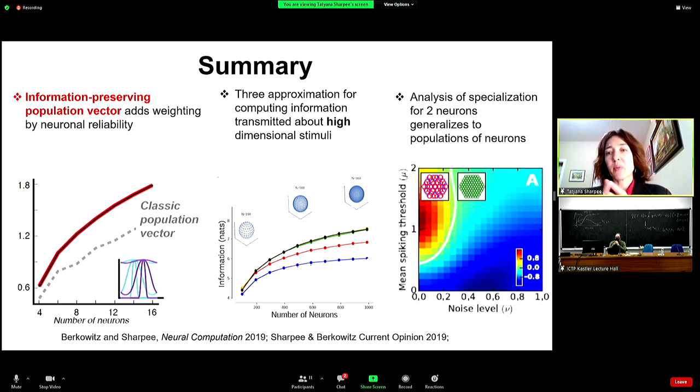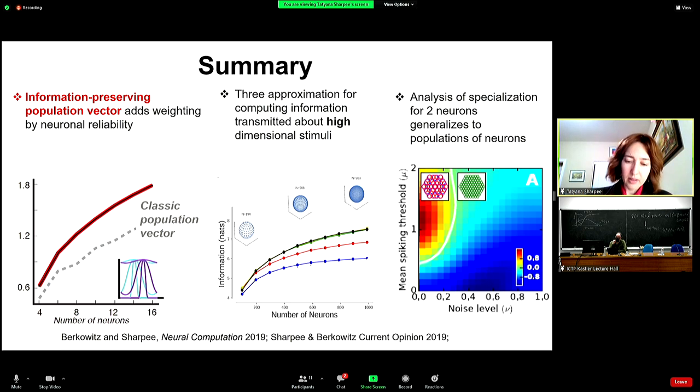And then the last part from today was specialization between cell types, where we take into account the structure of the stimulus and the fact that the trade-off is also between spatial resolution and intensity coding.